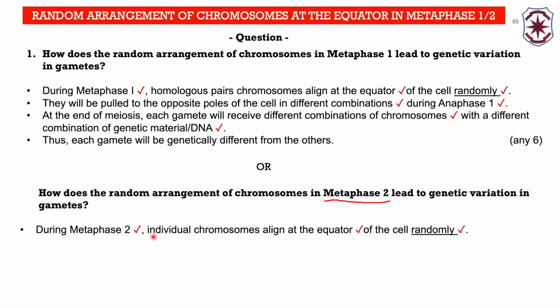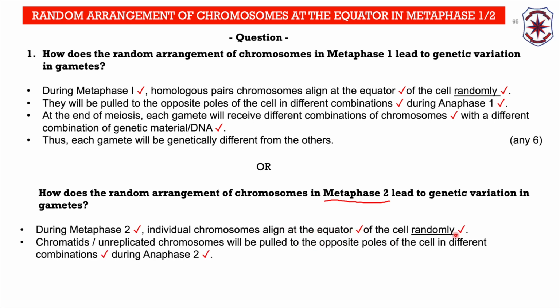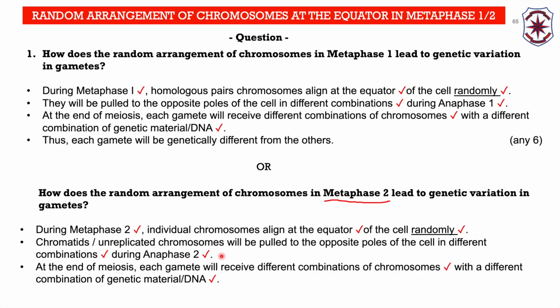During metaphase 2, individual chromosomes align at the equator of the cell randomly. Chromatids or unreplicated chromosomes will be pulled to the opposite poles of the cell in different combinations during anaphase 2. At the end of meiosis, each gamete will receive different combinations of chromosomes with different combinations of genetic material. All right? Thus, each gamete will be genetically different from each other.